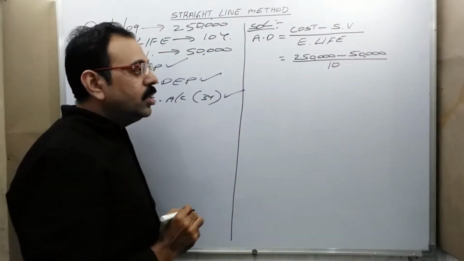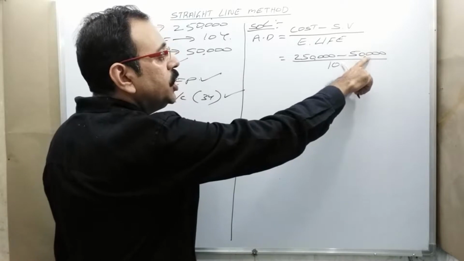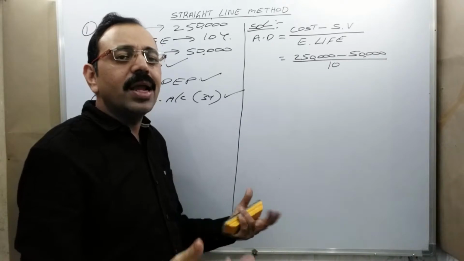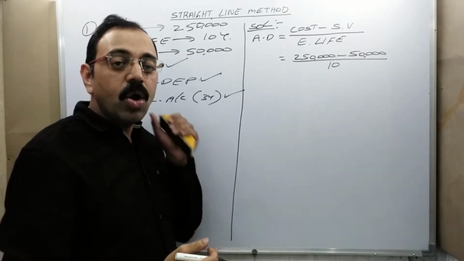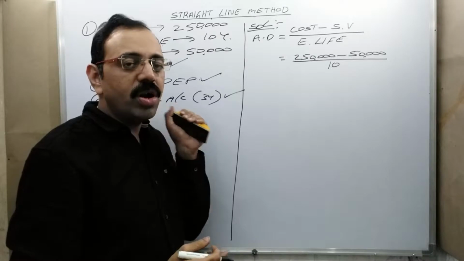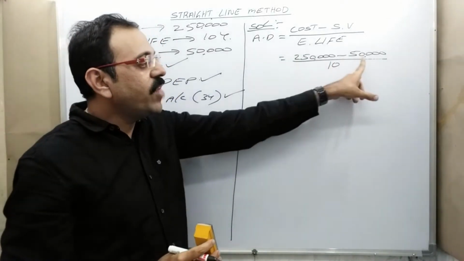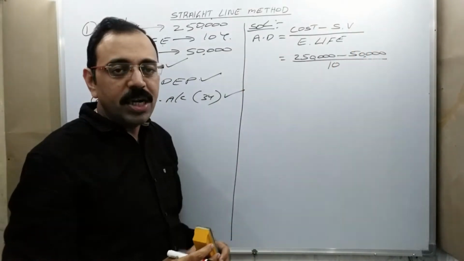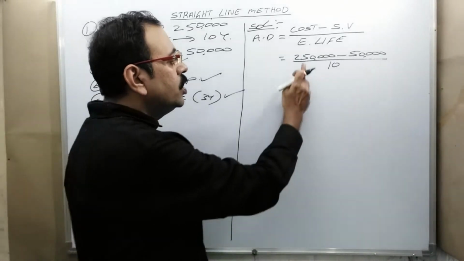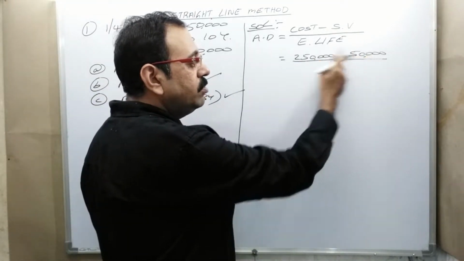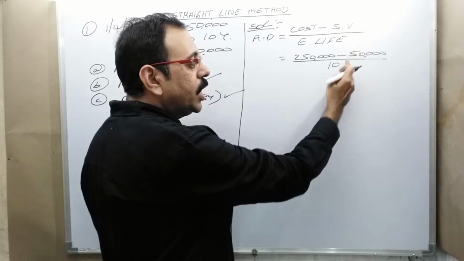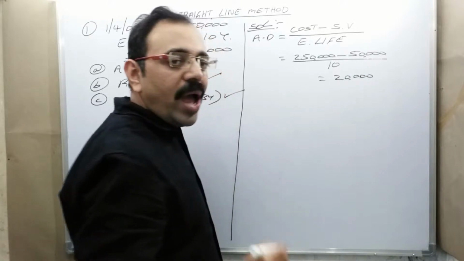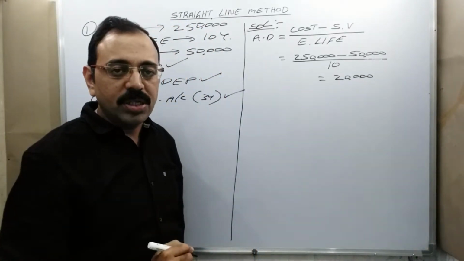Remember one point, there is no rule that compulsory he should give scrap value in the question. Sometimes scrap value may be a negligible amount. Then he may not give the scrap value amount. Then what we should do? Since the scrap value is not given, without taking the scrap value only, we have to calculate the depreciation. Okay? Now, 2,50,000 minus 50,000 is equal to 2 lakh. 2 lakh divided by 10 is equal to 20,000 rupees. So, annual depreciation is 20,000 rupees.